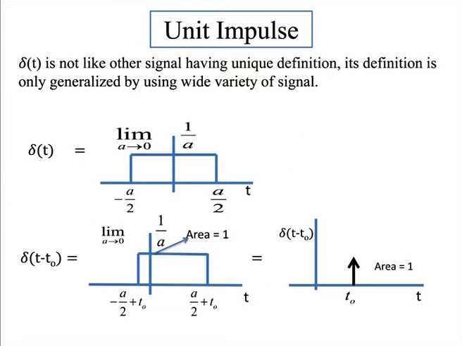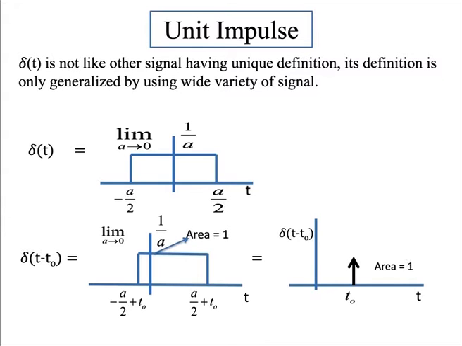In the next slide, unit impulse. Delta t is not like other signals having a unique definition; its definition is generalized by using a wide variety of signals. If you see the rectangular pulse over there, the width of the pulse is a and the height of the pulse is 1 by a. If you compute the area of the rectangle, height into width, 1 by a into a is 1. It means that as a tends to 0, the value of this rectangular pulse is 1.